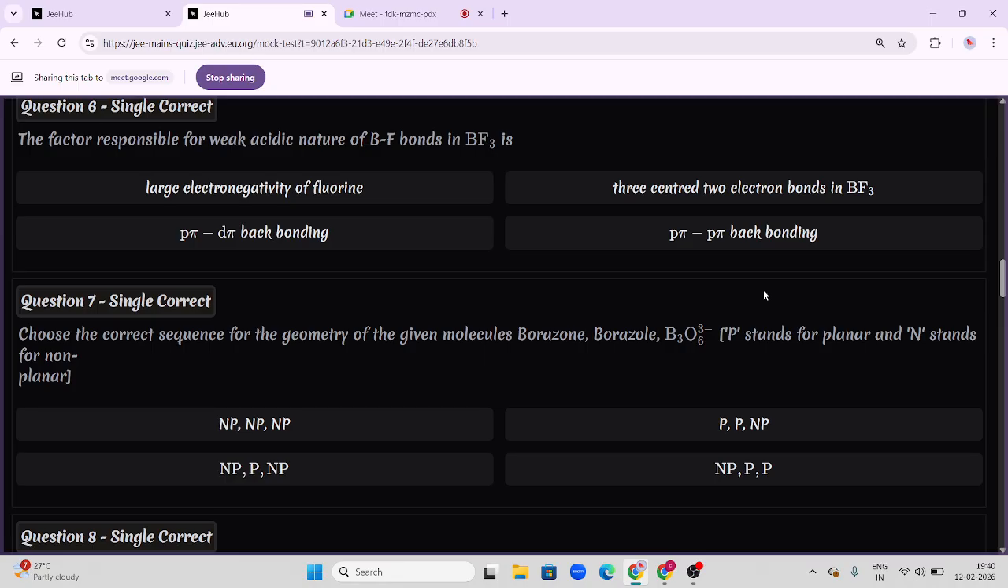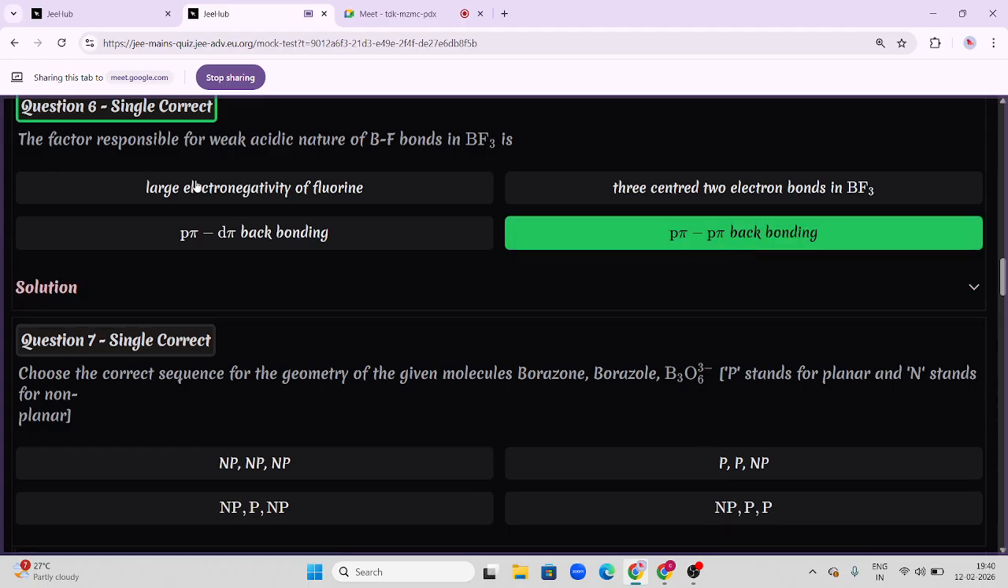Option D, ma'am. Option D is the right one here. The factor responsible for the weak acidic nature of BF3. We have discussed the acidity trend of boron halides from BF3 to BI3. Here BF3 is least acidic compared to BI3. We are not saying it is not at all acidic. It is acidic only, but a weak acid compared to BI3 because of this p-pi back bonding.